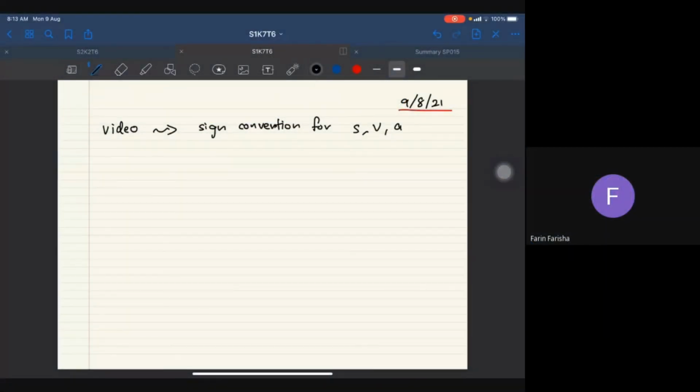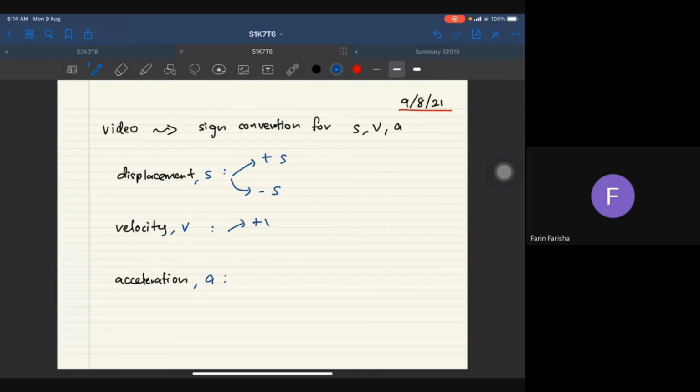Okay, so as you guys know, displacement, velocity, and acceleration can be represented with the symbols S, V, and A. These three quantities are all vectors. When you say that this is a vector, it means that it has a positive and negative. Then that positive and negative actually represent the direction of each quantity.